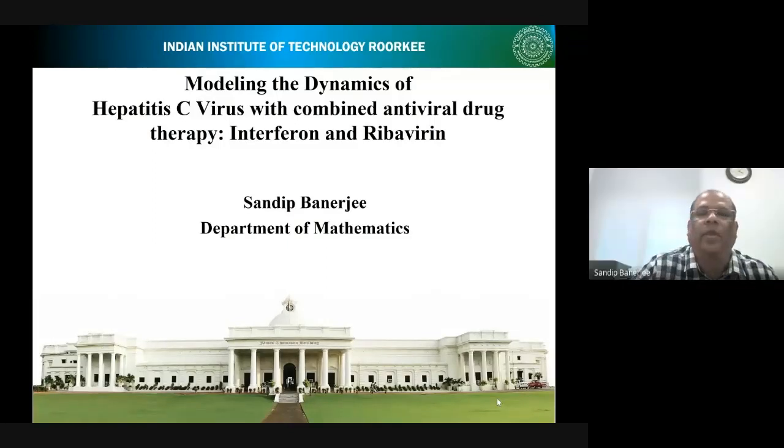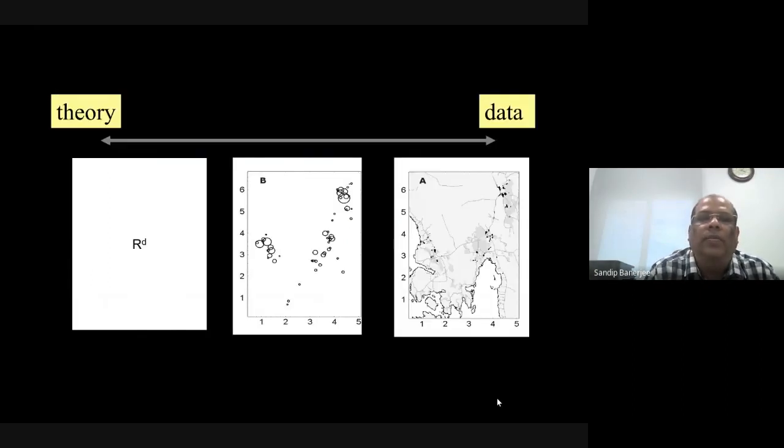Though the title says that I will be talking about the dynamics of hepatitis C virus, I thought that I would give a little introduction to the dynamical systems which we use in mathematical modeling, and then move to an application. The three panels you see: the left-hand panel is for the pure mathematicians, and the right-hand panel is for the experimental biologists. I lie in the middle panel, where I use mathematical tools to formulate a model and data from the experimental biologists to validate a model of a particular disease or a particular biological phenomenon.